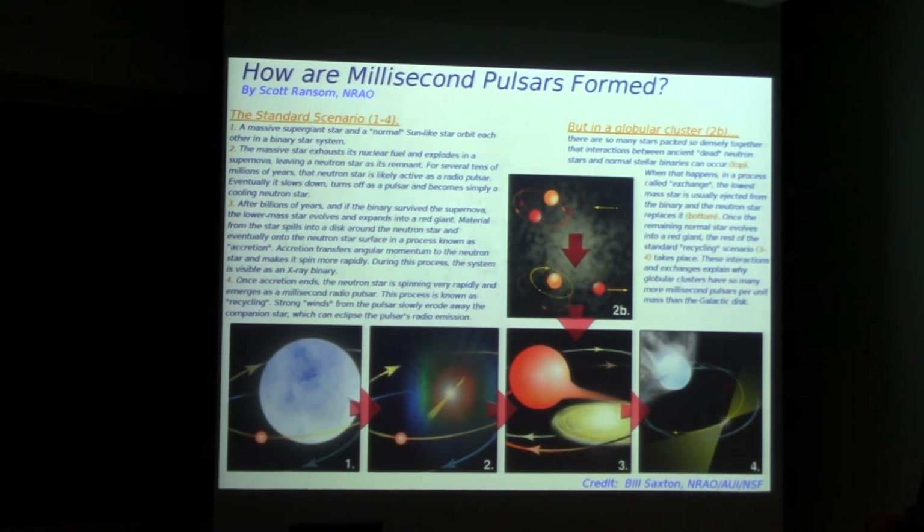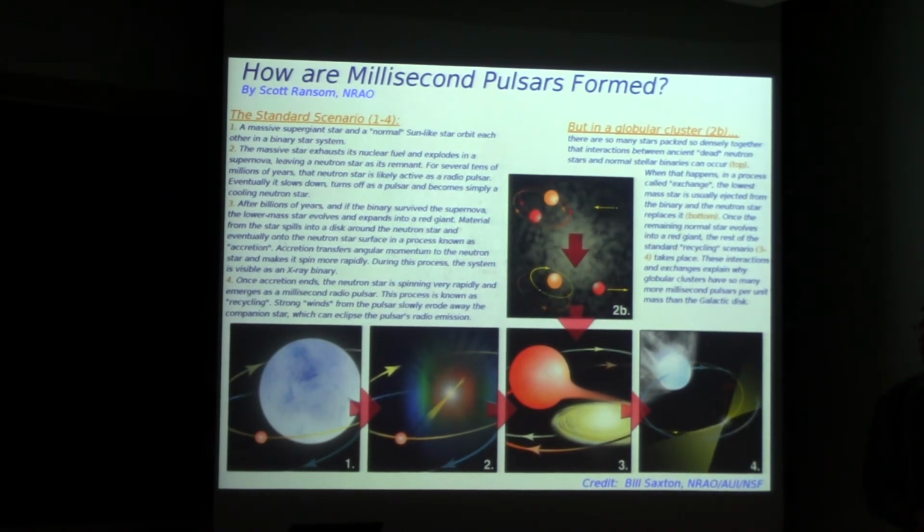Accretion transfers angular momentum to the neutron star and makes it spin more rapidly. During this process, the system is visible as an X-ray binary. That's because material accreting on the neutron star surface actually undergoes nuclear fusion and emits bursts of X-rays as a result. Once accretion ends, the neutron star is spinning very rapidly and emerges as a millisecond radio pulsar. This process is known as recycling. Strong winds from the pulsar slowly erode away the companion star, which can eclipse the pulsar's radio emission.